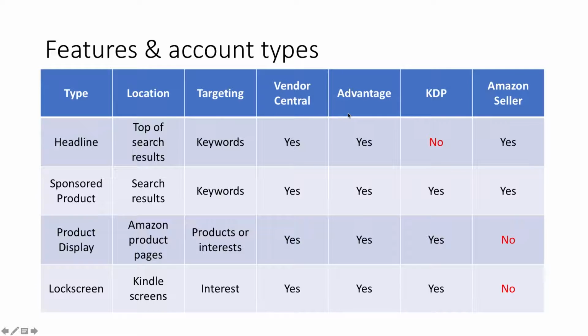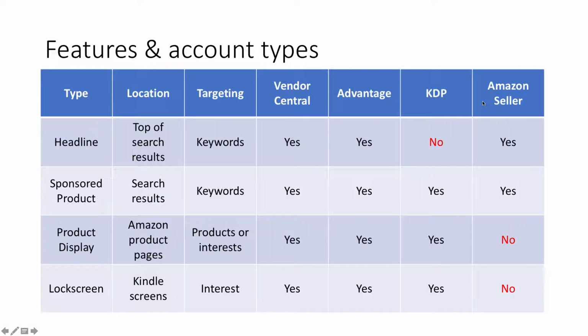Vendor Central and Advantage have access to all the different ad types, which is really good because that gives you more flexibility when you're deciding to create an ad. If you have KDP, that's a self-publishing platform, you can't currently create headline search ads. And this is actually a big drawback, as you will see in some of the other videos that I've created.